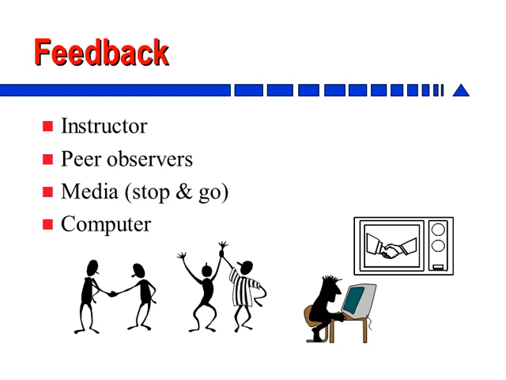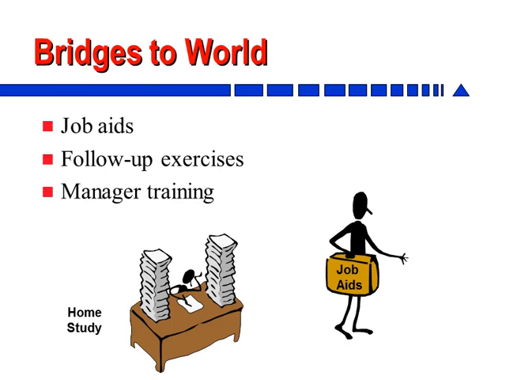Feedback, you're observing people who are practicing. How well are they doing? And how are you going to gather this information, whether you're peers or whether you're the media, the computer stopping and asking for feedback through practice and review sessions. And finally, bridges to the real world take the form of job aids, manager training. So when somebody gets back in the workplace, the supervisors reinforce what people are doing in the training. And also, there's follow-up exercises. You can bring them back in and retrain them a little bit here and there.